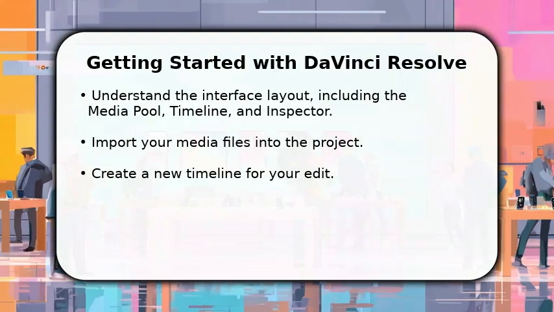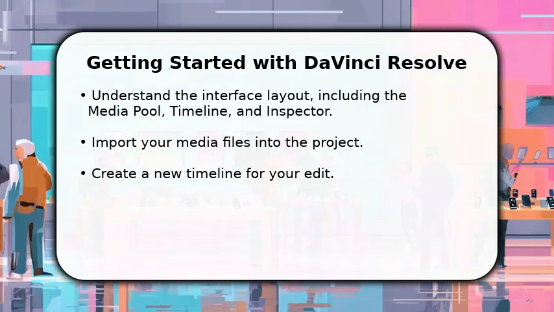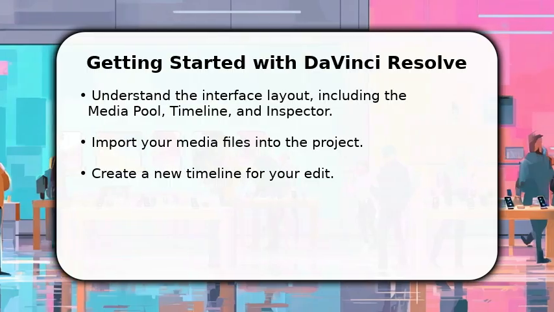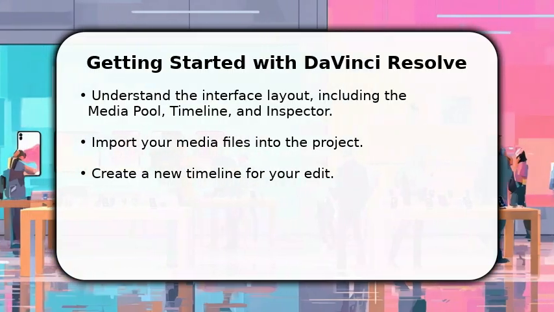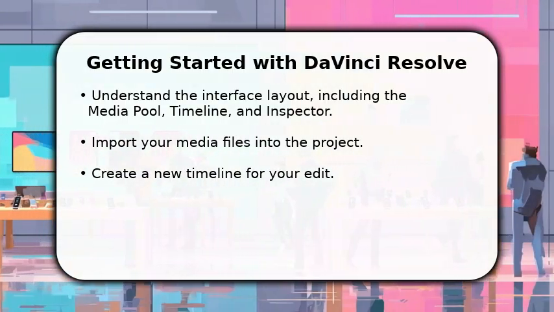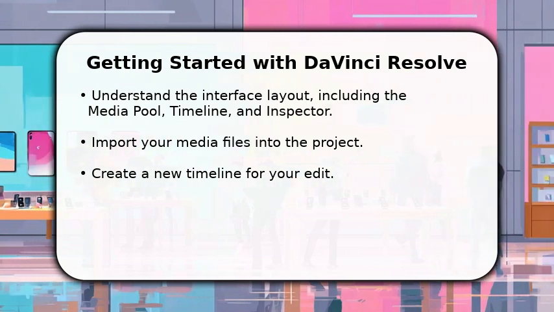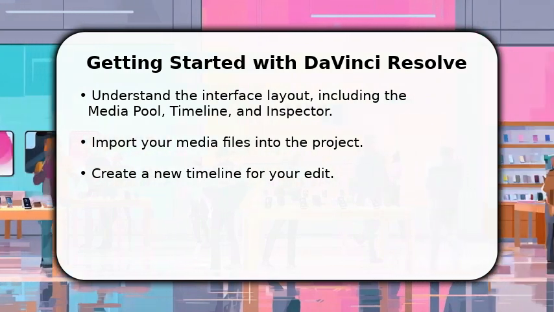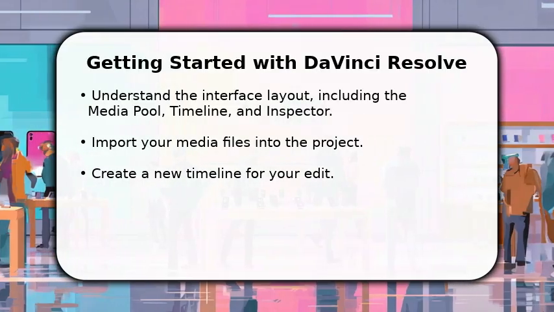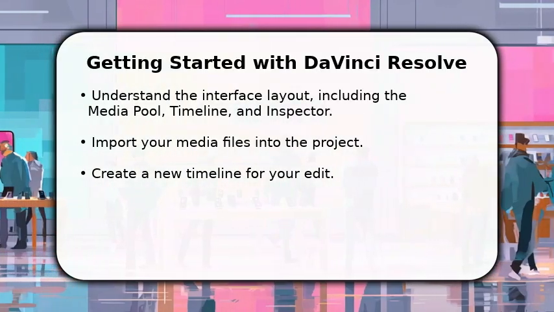Next, import your media by dragging and dropping files or using the import menu. Finally, create a new timeline by right-clicking in the media pool and selecting Create New Timeline using Clips or by going to File, New Timeline. This sets up your workspace for a smooth editing process.